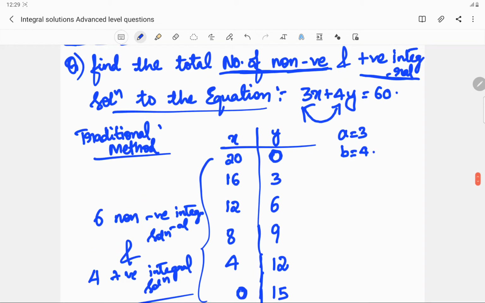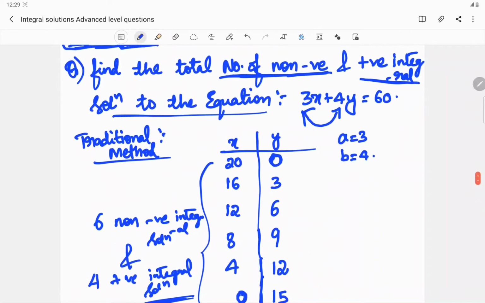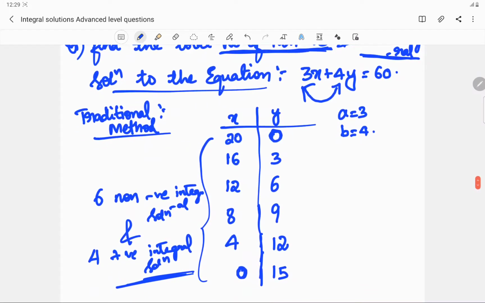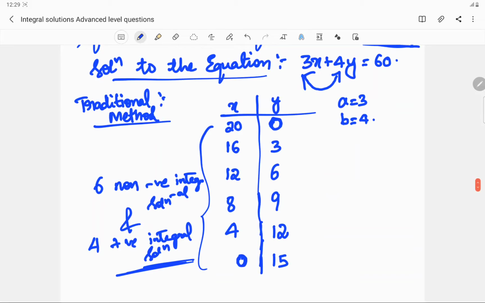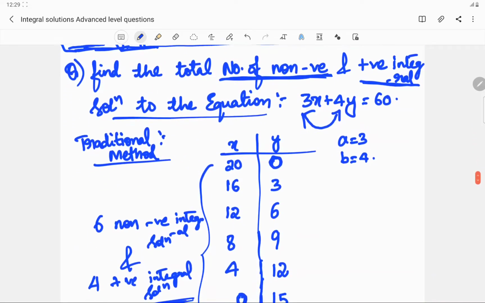This is using the traditional method where we have made a table and we have noted down the values of x and y, and finally we have solved this equation and we found out the total number of non-negative and integral solutions to this equation. Now it is not possible every time to make a tabular form and list down the values of x and y and then count them and come to know the answer based on the counting. So it is not possible. So we look at another optimal method to solve this equation.